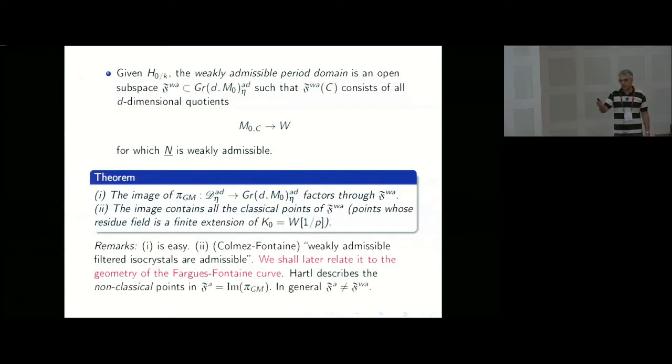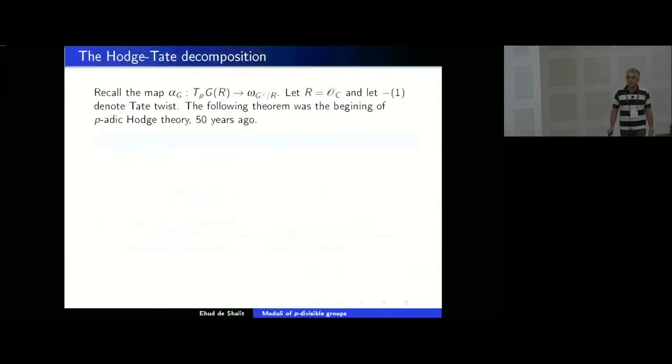So of the two statements, the first is relatively easy, not easy, but relatively easy. But the second, that the image contains all the classical points, is the famous Colmez-Fontaine theorem that weakly admissible implies admissible. Admissible by definition is everything that's in the image. Weakly admissible is everything that satisfies this criterion that we gave before. So now we get to the second, maybe that's a good point to ask for questions.